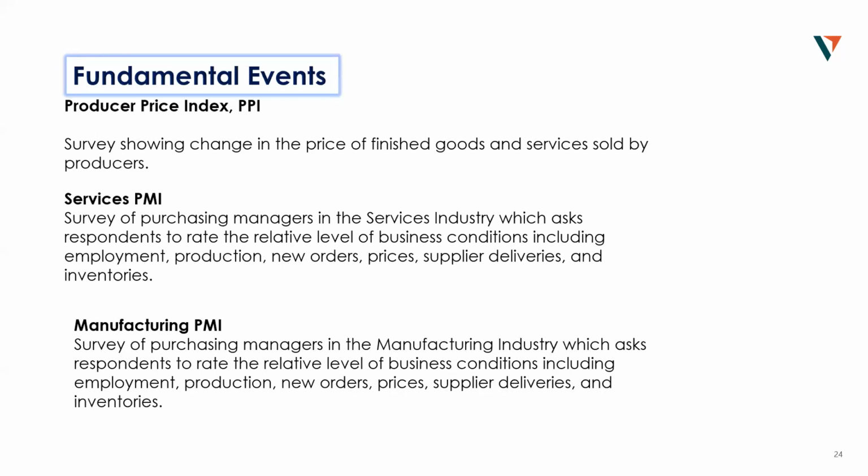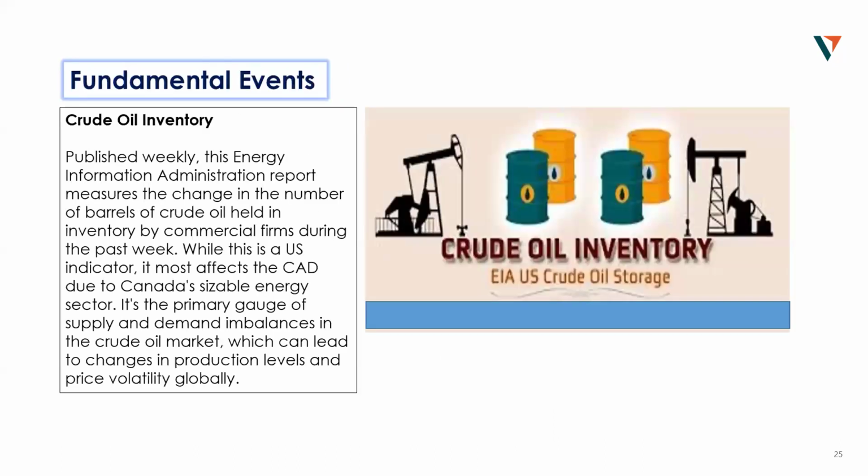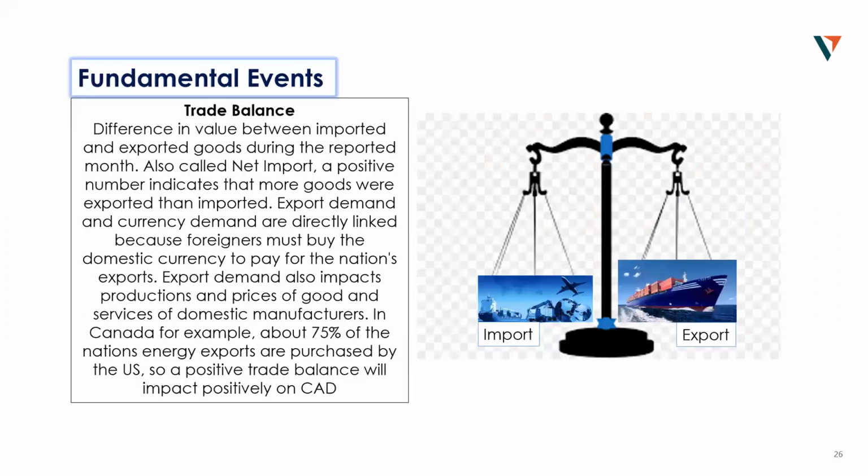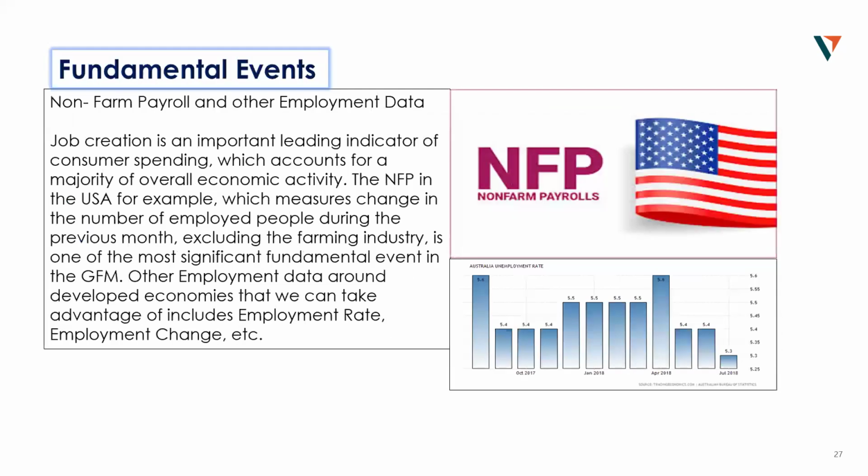All right? So you have crude oil inventories. This one is data that comes out every week. This one affects crude oil markets. So this will make the crude oil market either buy or sell, right? Then we have trade balance. Then we have non-farm payroll and employment data. This is another data that's very important. It measures the employment within a country within a fixed period of time, usually over the course of one month.